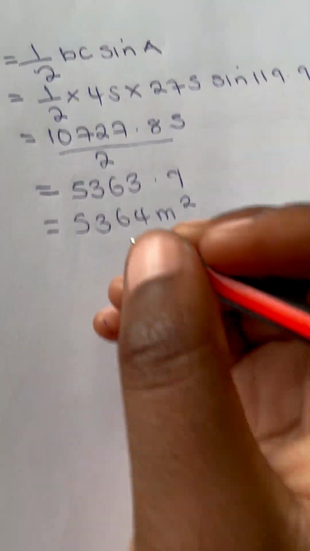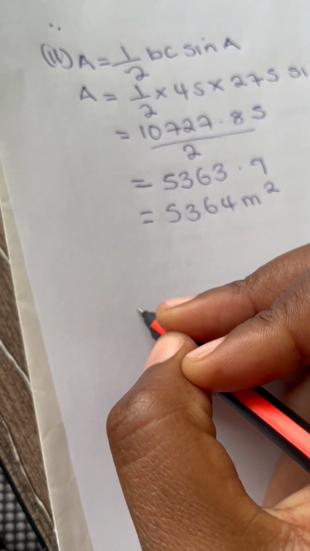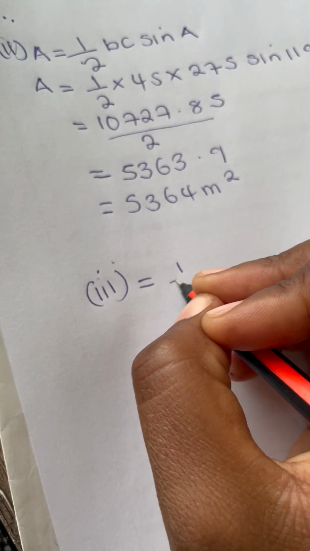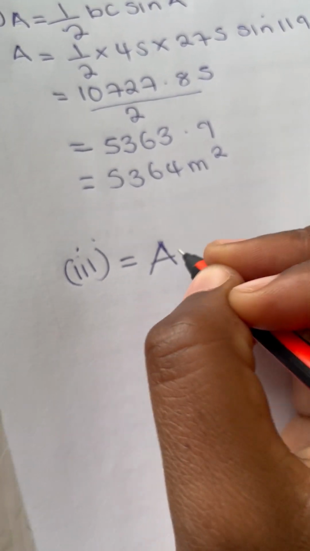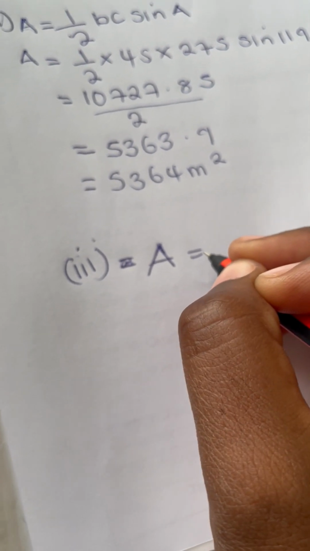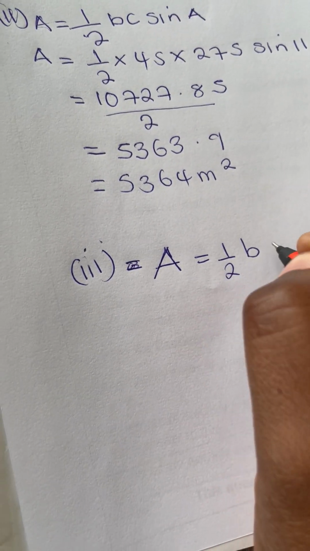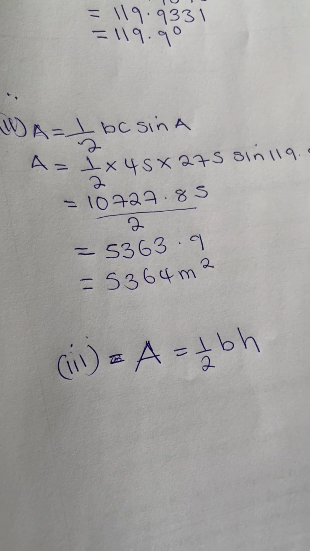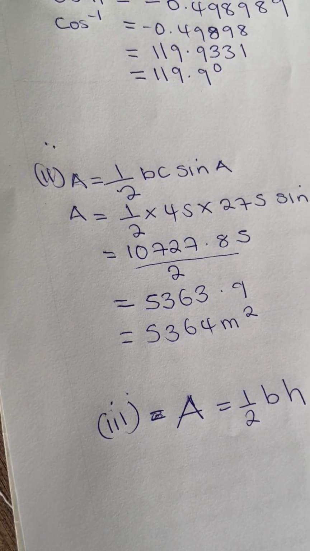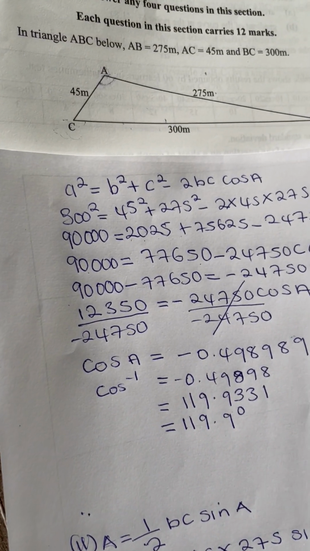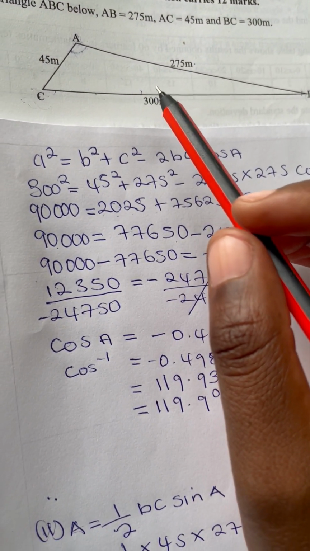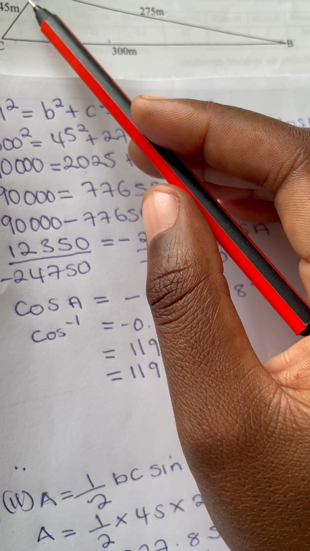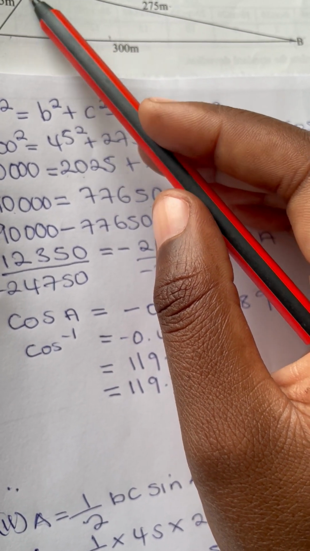Of course, we introduce the formula. Our formula will be area is equal to half BH. This is the formula that we use when you are looking for the area of a triangle. How do we substitute? Do we have A? Of course we have A. Our A is our area, and our area is 5364. That is what we found as our area.